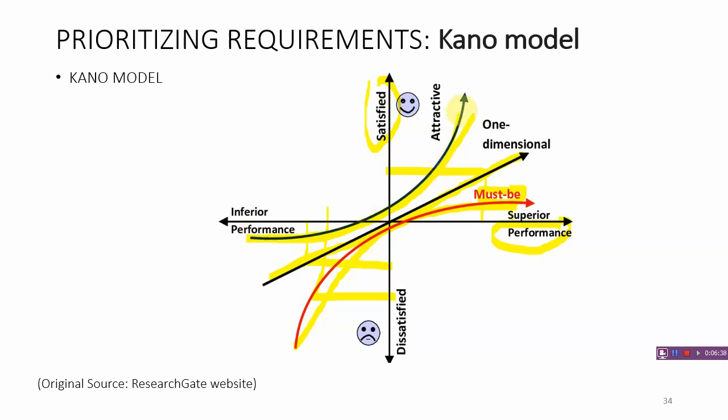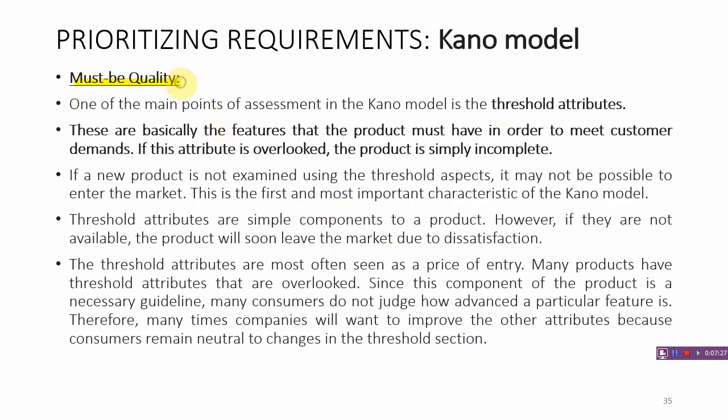Another is the attractive attribute. It brings about superior satisfaction when their performance is higher. However, they do not bring dissatisfaction if their performance is low. There are two other types of attributes which can be identified in the Kano model: neutral and reverse. The neutral attributes do not bring about satisfaction or dissatisfaction, while reverse attributes bring about more satisfaction by their absence than their presence. Let us see the must-be quality attribute in much more detail. One of the main points of the assessment in the Kano model is the threshold attribute.